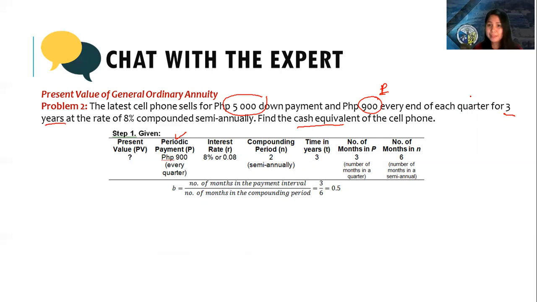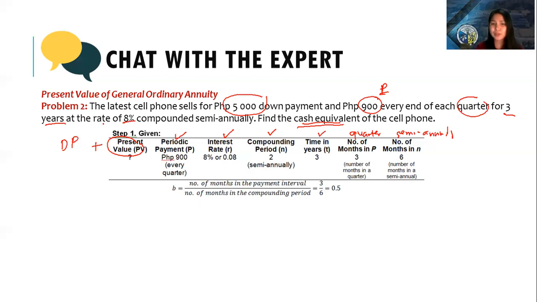Remember, you pay at the end of each quarter. And this is compounded semi-annually, at the rate of 8%. So the N is 2 for 3 years. We're looking for the cash equivalent. The cash equivalent is the present value plus your down payment.